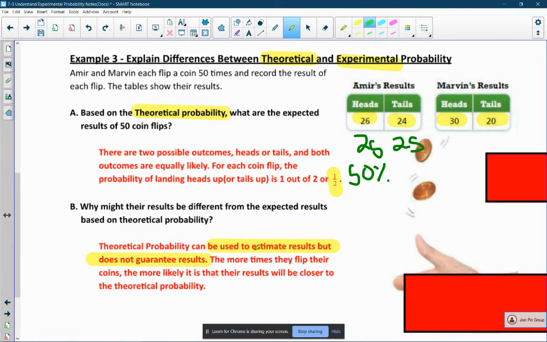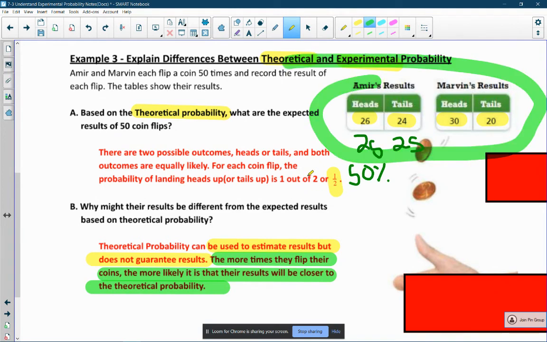Now, this next sentence is important. The more times they flip their coins, the more likely it is their results will be closer to the theoretical probability. So the more times you do something, the more experiments, the more trials you perform, the closer your probability is going to get to that theoretical probability. So let's say they flipped 100 times. That would get much closer than what it is now. And that's how these two things are related. Experimental probability is what did happen, that's what this is. Theoretical probability, that's what that is: 1 out of 2 or 50%. Experimental, it's not 50%, but it's close.